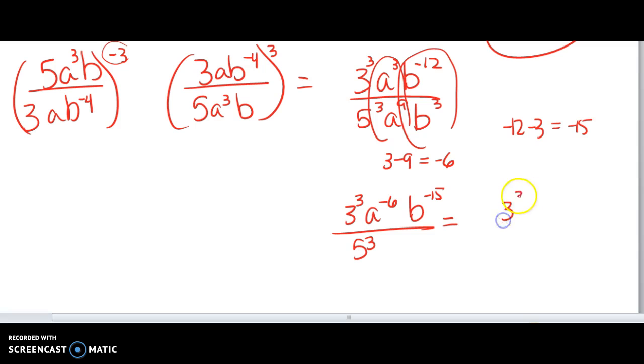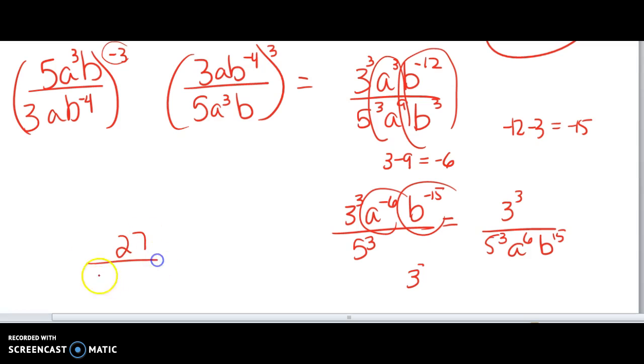Which gives you 3 cubed over 5 cubed, a to the negative 6 goes to the bottom and becomes positive, b to the negative 15 goes to the bottom and becomes positive. So you have 3 cubed, which is 27, 5 cubed, 125, a6, b15.